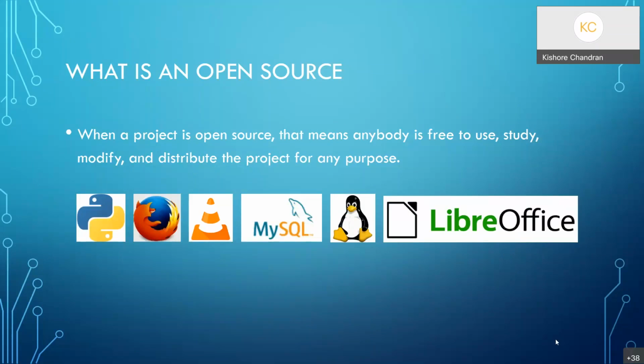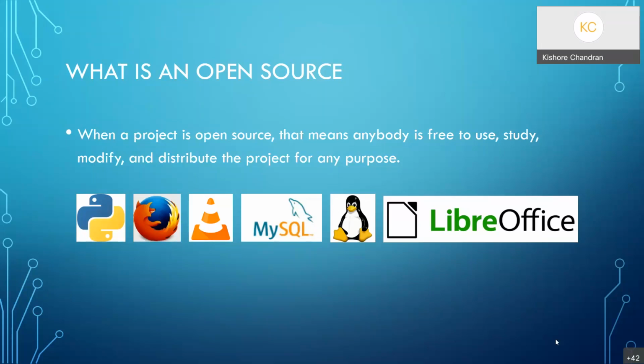So why do we actually need open source? It is to bring the world to a place where anybody can use anything for free, and you can modify it and distribute it for different purposes. That is the main reason why open source was introduced. When we say open source, the source files of the software that we are going to use are available to all. That is what open source means.